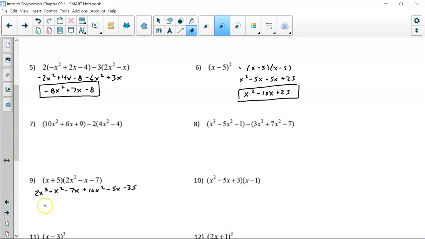Now we combine our like terms. We get the 2x cubed. Negative x squared plus 10x squared is plus 9x squared. Negative 7x and negative 5x is negative 12x. And then minus 35. And there is our new polynomial.